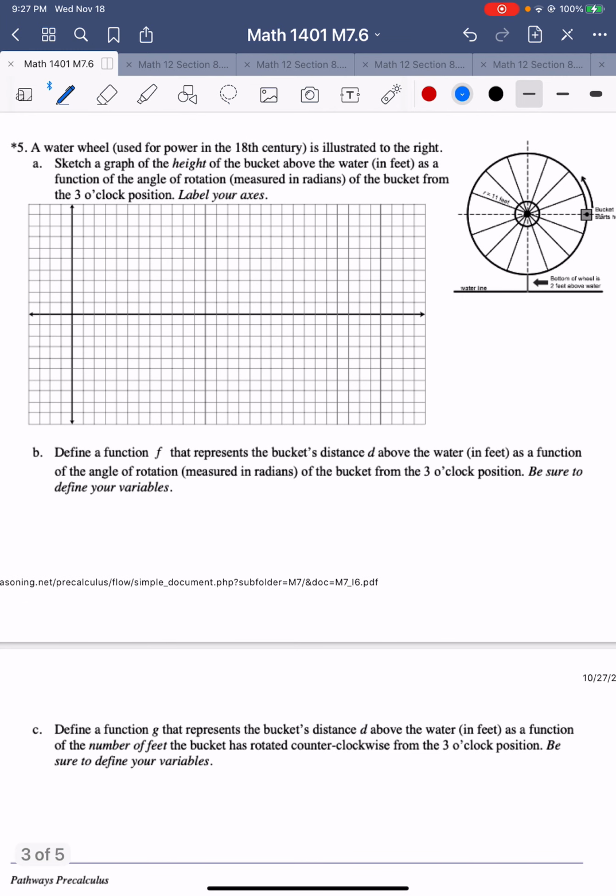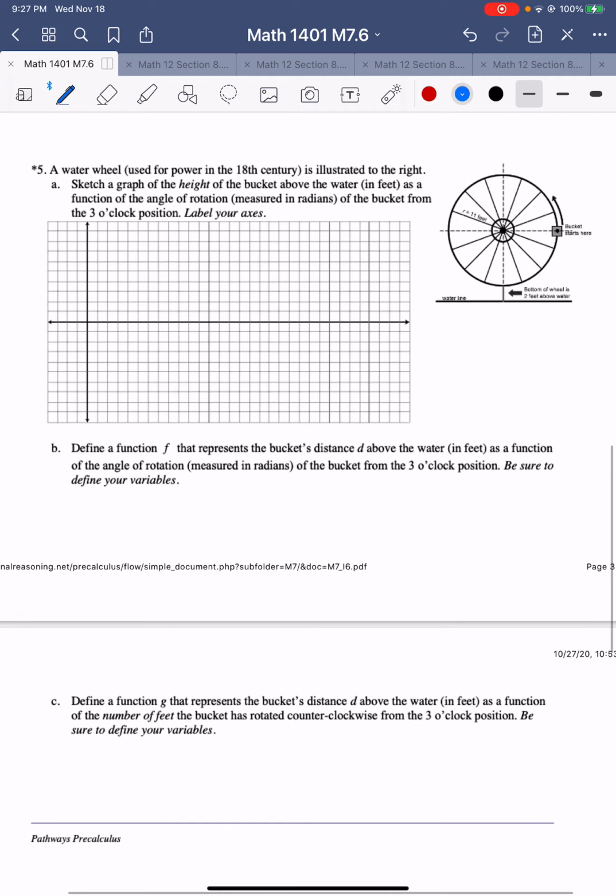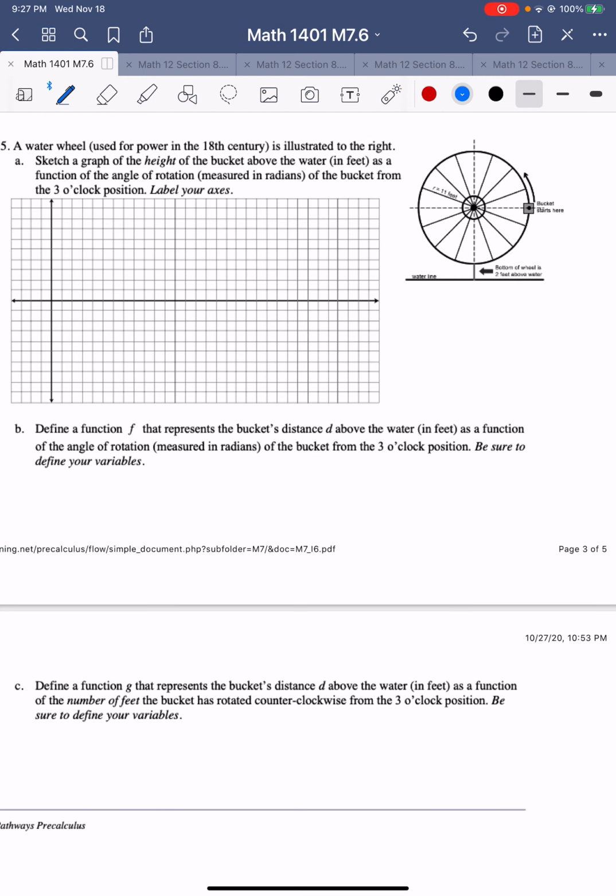A water wheel used for power in the 18th century is illustrated to the right. Sketch a graph of the height of the bucket above the water in feet as a function of the angle of rotation, measured in radians, of the bucket from the 3 o'clock position. Label your axes. The bucket starts from the 3 o'clock position and turns counterclockwise.